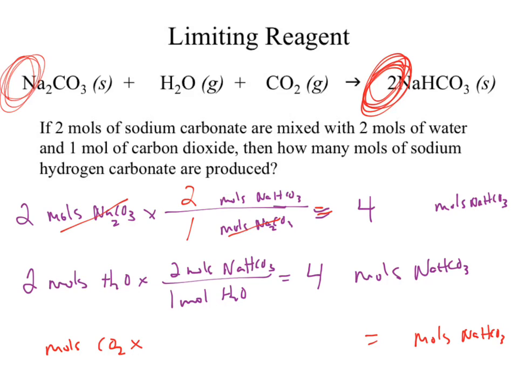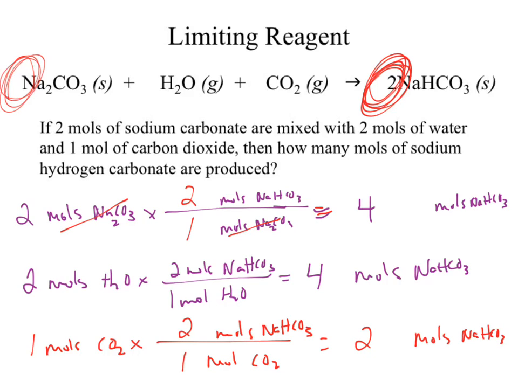How many moles of CO2 do we start with? Just 1. What's my conversion factor? Moles of CO2 need to show up on the bottom. Moles of the sodium hydrogen carbonate need to show up on top, right? What numbers need to show up? 1 mole of CO2 and 2 moles of sodium hydrogen carbonate. We go through and run the calculation. What do we get? We get 2 moles of sodium hydrogen carbonate.